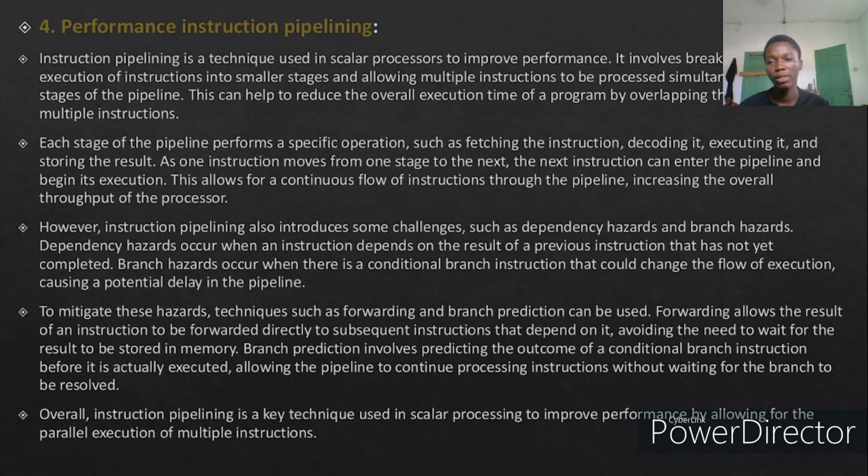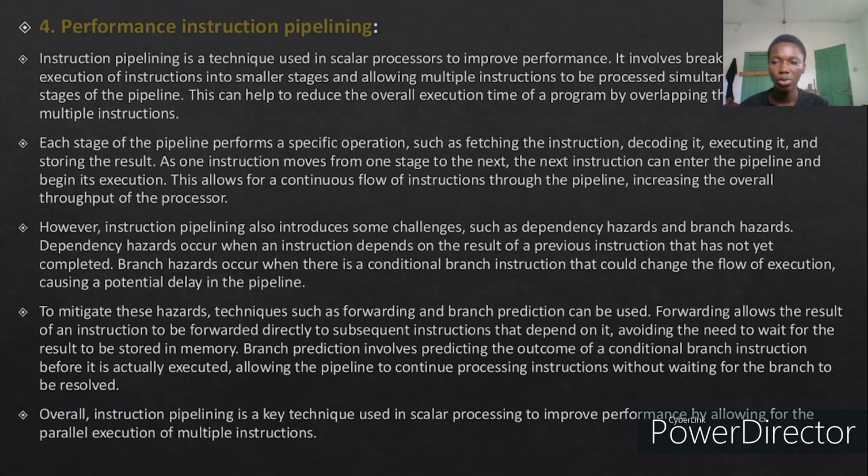However, instruction pipelining also introduces some challenges, such as dependency hazards and branch hazards. Dependency hazards occur when an instruction depends on the result of a previous instruction that has not yet completed. Branch hazards occur when there is a conditional branch instruction that could change the flow of execution, causing a potential delay in the pipeline. To mitigate these hazards, techniques such as forwarding and branch prediction can be used.